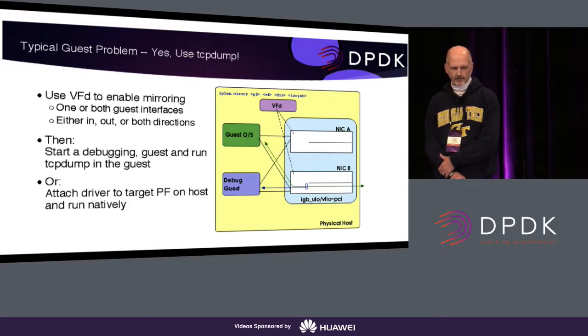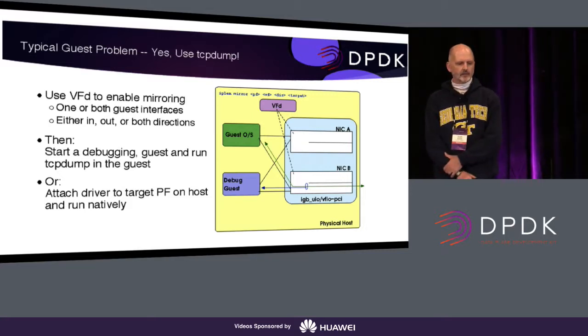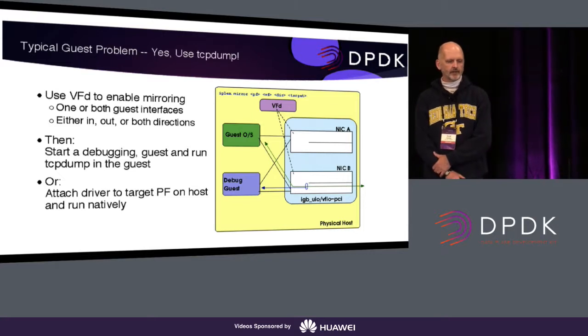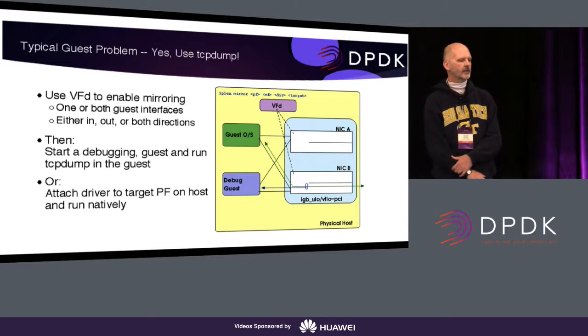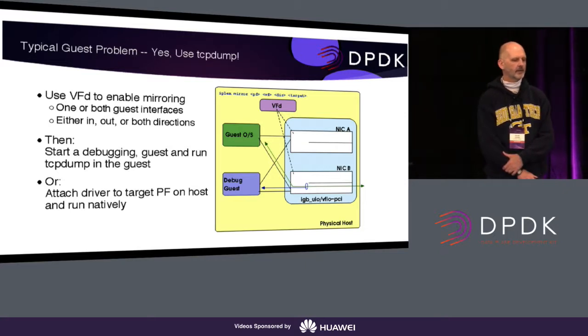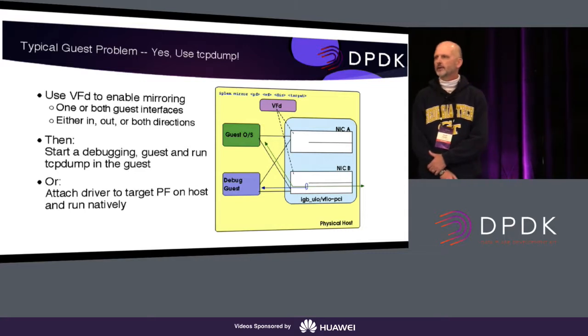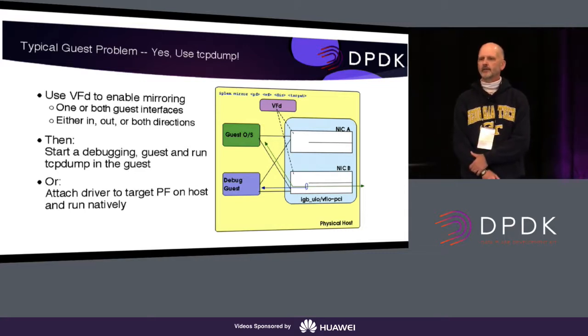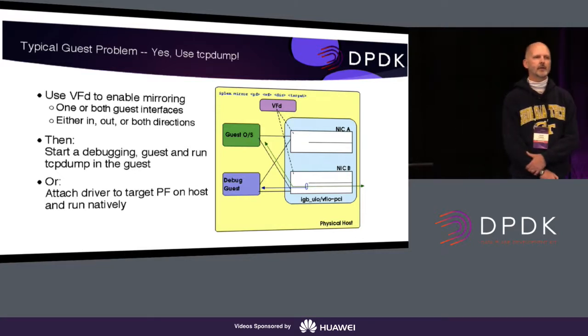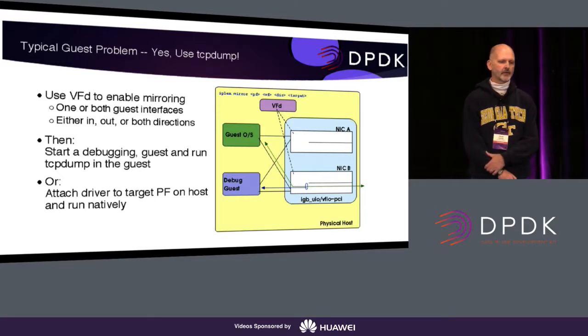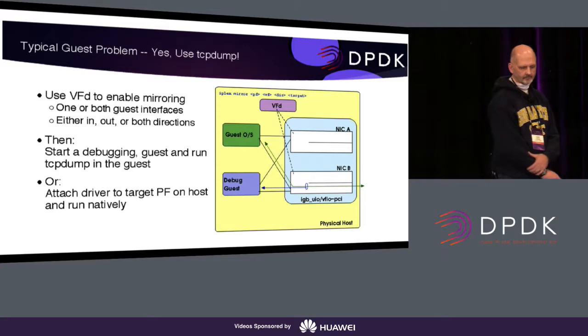So this picture here shows us receiving traffic on the second NIC, the bottom NIC, that's intended for the green guest, but through mirroring, we also are able to see that in the debug guest. It's also possible for us to attach a different driver to the VF and actually not have to spin up that second guest and be able to run tcpdump on that VF on the native, on the bare metal.